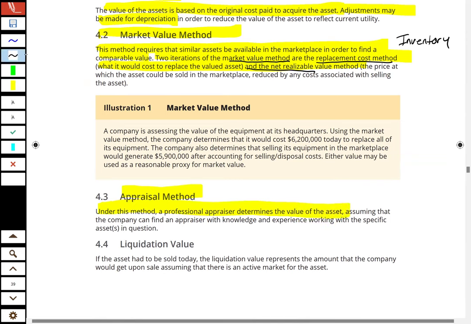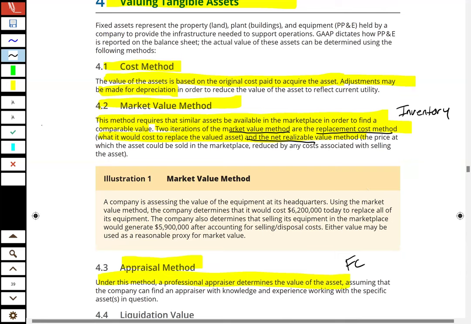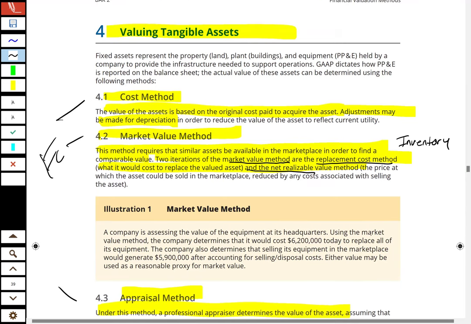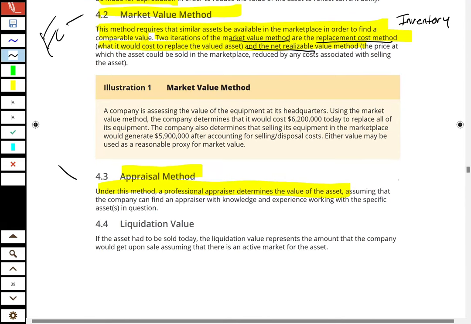Good. So go ahead and you can flashcard those three methods: market value method, cost method. Maybe do the flashcard this way, guys. What are three methods that can be used for valuing tangible assets? Cost, market, appraisal. And then you could also say liquidation, if the asset was sold today. Liquidation value is rarely used in any kind of accounting, but you can flashcard that as a method as well.